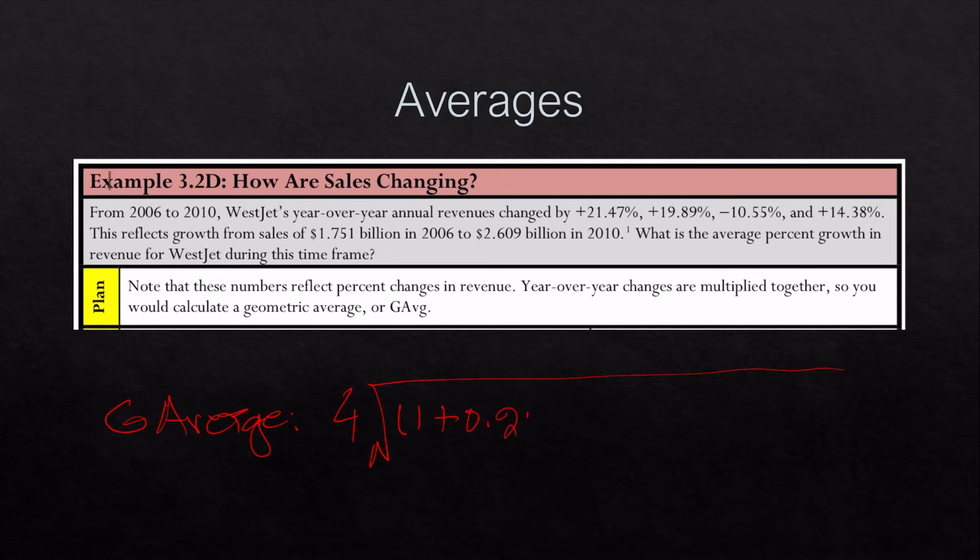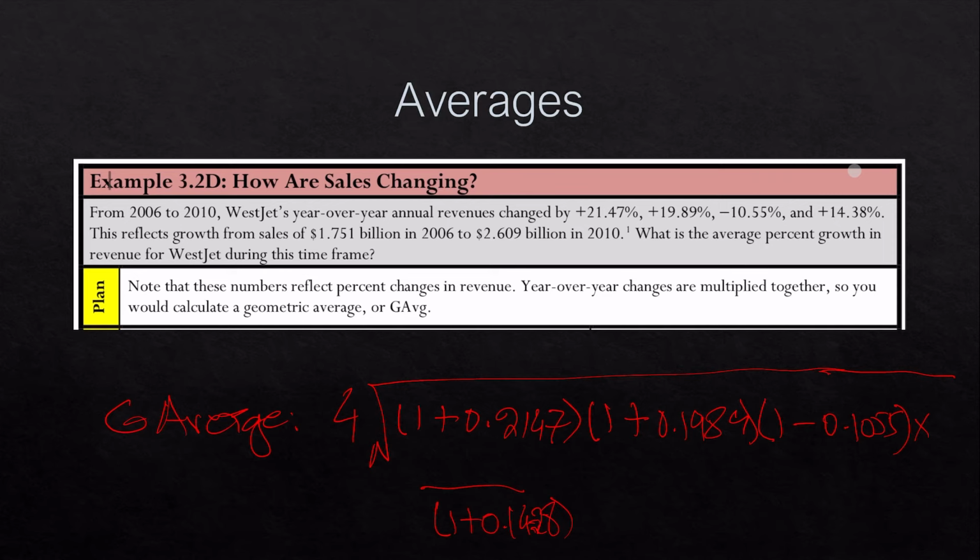It's 0.2147, multiplied by 1 plus 0.1989, into 1 minus 0.1055, into 1 plus 0.1438, to the power of 1/4. So when you calculate this one, you get the value which is 10.483%. That is our geometric average.